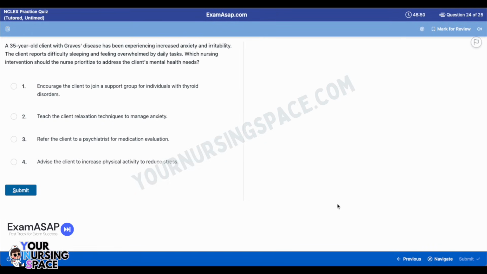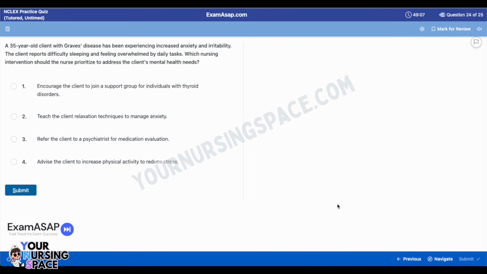A 35-year-old client with Graves' disease has been experiencing increased anxiety and irritability. The client reports difficulty sleeping and feeling overwhelmed by daily tasks. Which nursing intervention should the nurse prioritize to address the client's mental health needs?